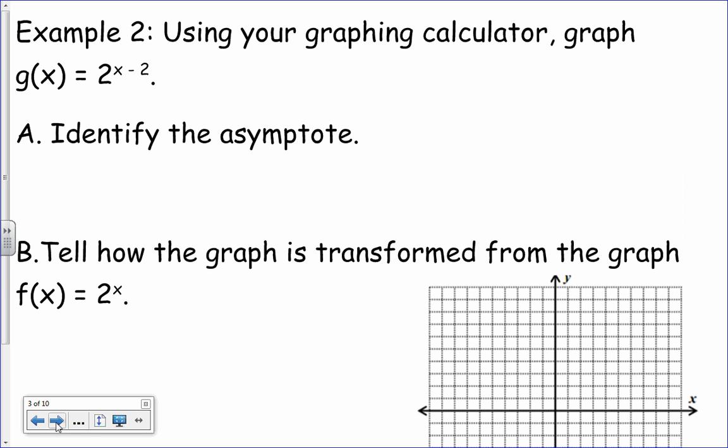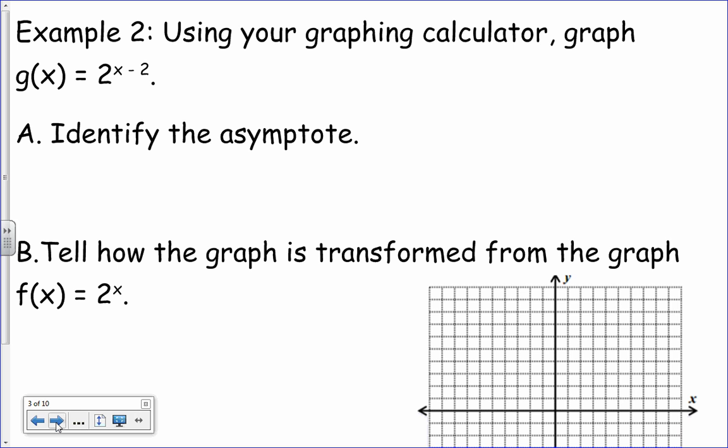Again, this one wants you to graph and identify the asymptote and then tell the transformations. So in y1, you could leave 2 to the x in y2 if you wanted to, but in y1, we're going to change that one to 2, hit the caret button, and up there in the exponent, we're going to type x minus 2, and we can hit graph. Looks to me like the asymptote is on the x-axis, which would be at 0.